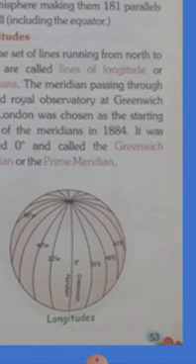The meridian passing through the old Royal Observatory at Greenwich near London was chosen as the starting point of the meridians in 1884. It was marked as 0. So like the equator, these meridians or longitudes also have an important 0 degree meridian. It is called the prime meridian. It passes through Greenwich near London. So it is called the Greenwich line or Greenwich meridian or prime meridian. Its value is 0 degree.